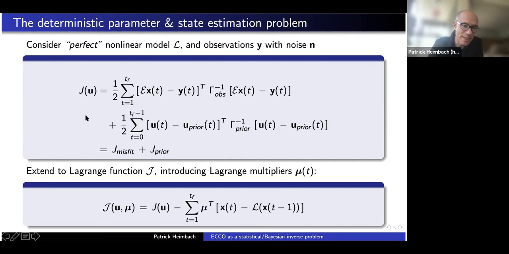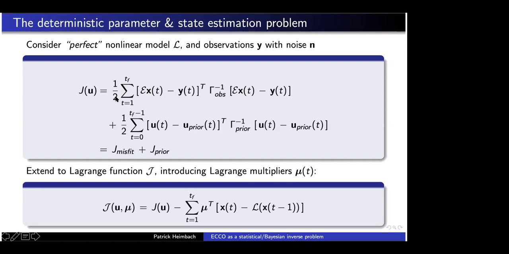So the extension of this problem is the one of the Lagrange multiplier. We use the method of Lagrange multipliers, where we extend our misfit function with an extra term which requires the model equations to be satisfied exactly. This is expressed by this extension of the misfit function to the Lagrangian with the Lagrange multiplier that we're introducing here.